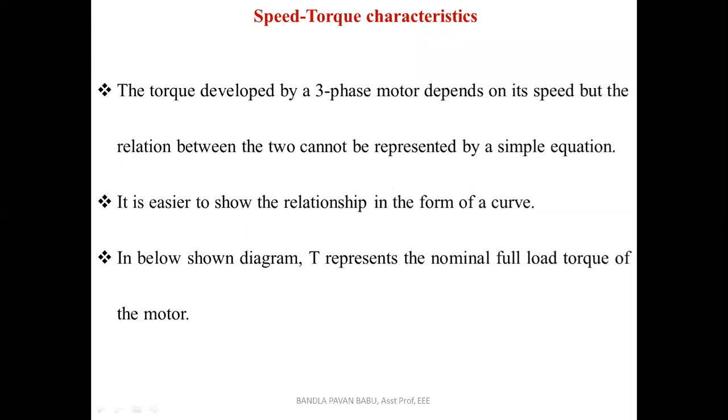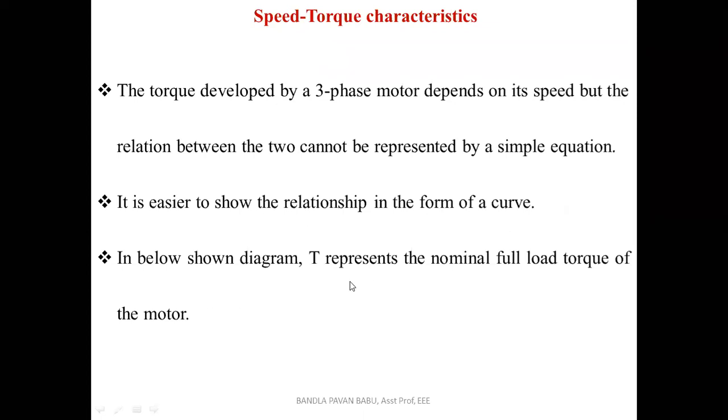Next we enter into the speed torque characteristics. The torque developed by a three-phase motor depends on its speed, but the relation between the two, that is the speed and the torque, cannot be represented by a single equation. Earlier we have seen that T is proportional to S, T is inversely proportional to S. In that manner, we cannot directly define how the torque is proportional to speed. So it is easier to show the relationship in the form of a curve.